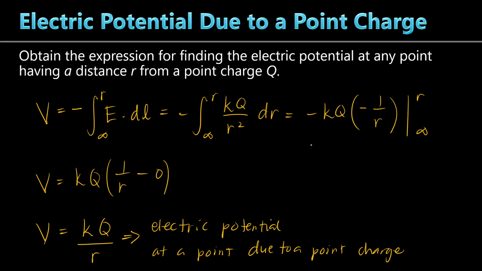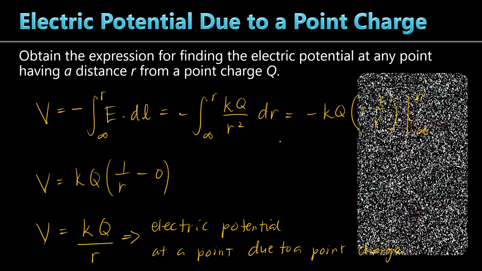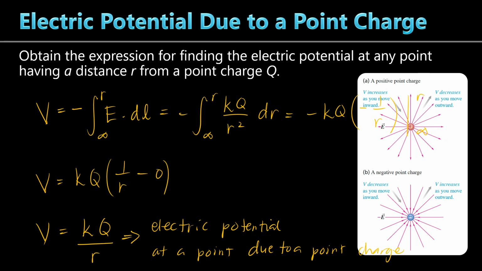Okay? Ngayon, i-analyze natin yung mangyayari dyan sa electric potential na yan kung ang point charge ay positive at saka negative. Kung positive yung point charge natin, what will happen to the electric potential habang lumalayo tayo doon sa source charge? Ayan.